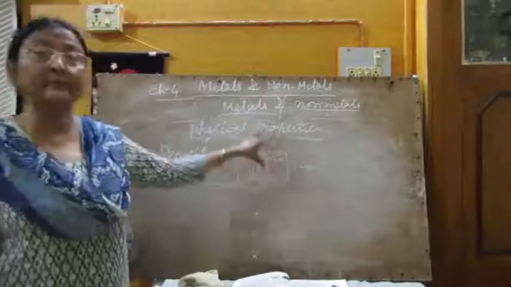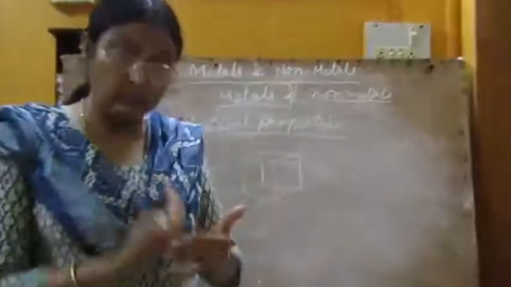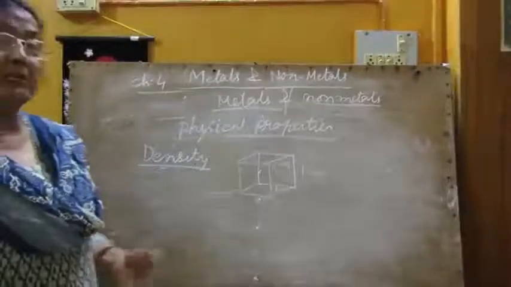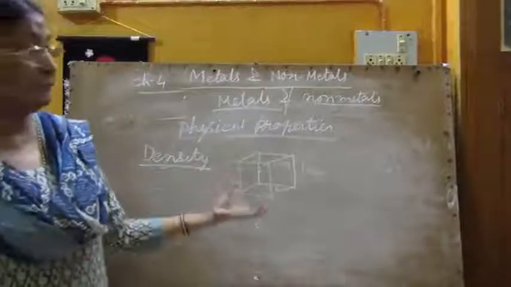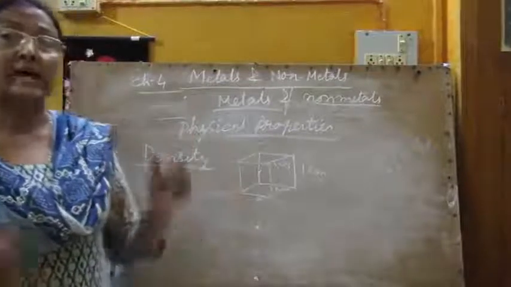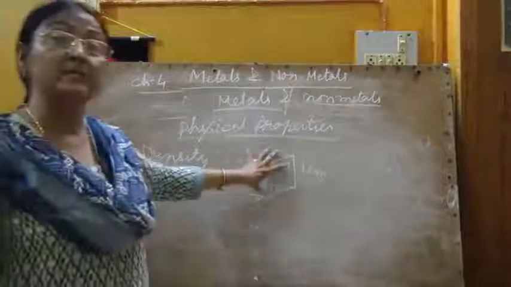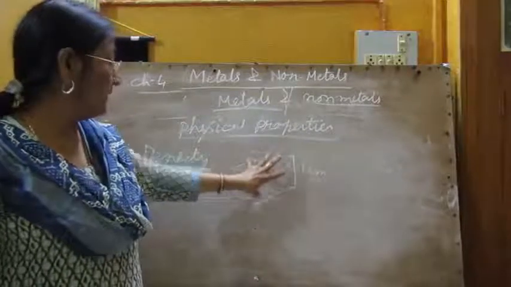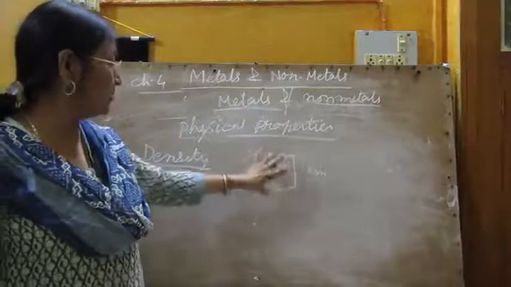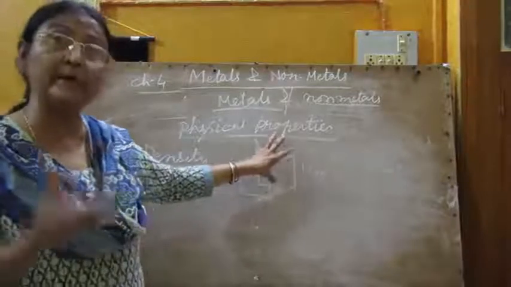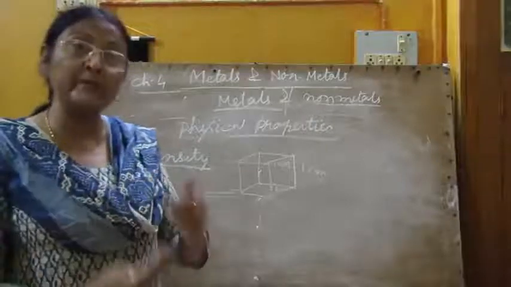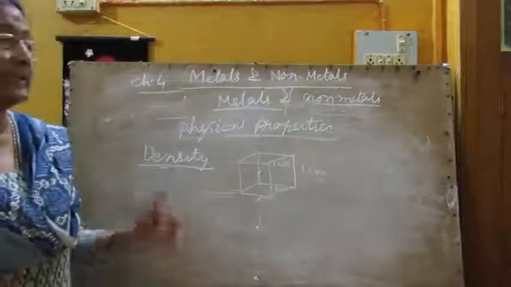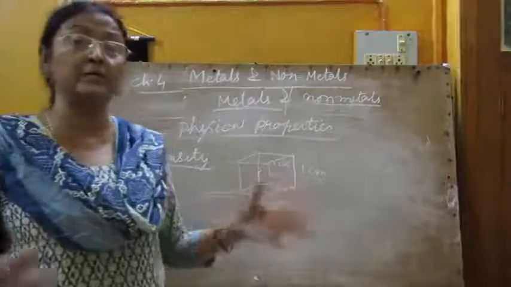So normally the metals have high density and non-metals have low density. I already told that metals are solid and hard, so per cubic centimeter they have more matter in comparison to the non-metals, because non-metals are normally gaseous. That means oxygen, hydrogen, nitrogen.